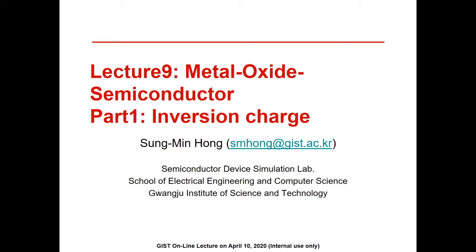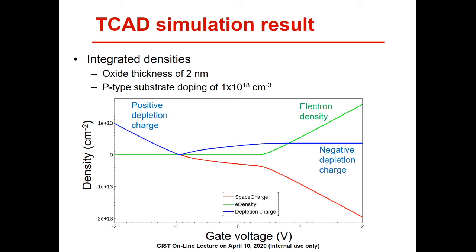Hi everyone. In lecture 9, an analytic expression for the inversion charge is introduced. This figure shows a numerical simulation result for a MOS structure. Its oxide thickness is 2 nanometers and the substrate doping density is 10 to the 18 per cubic centimeter. As we can see, when the gate voltage increases, the absolute value of the negative charge in the substrate increases.